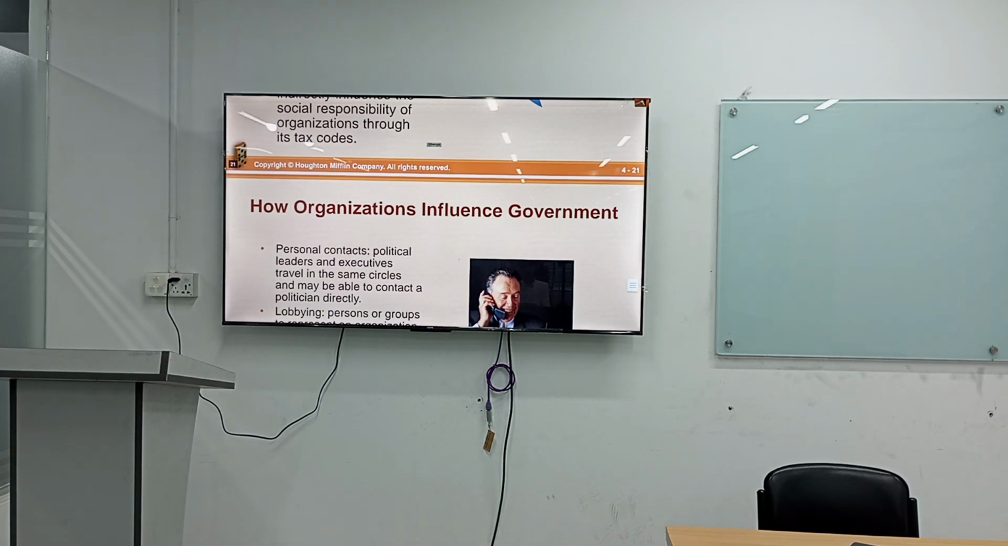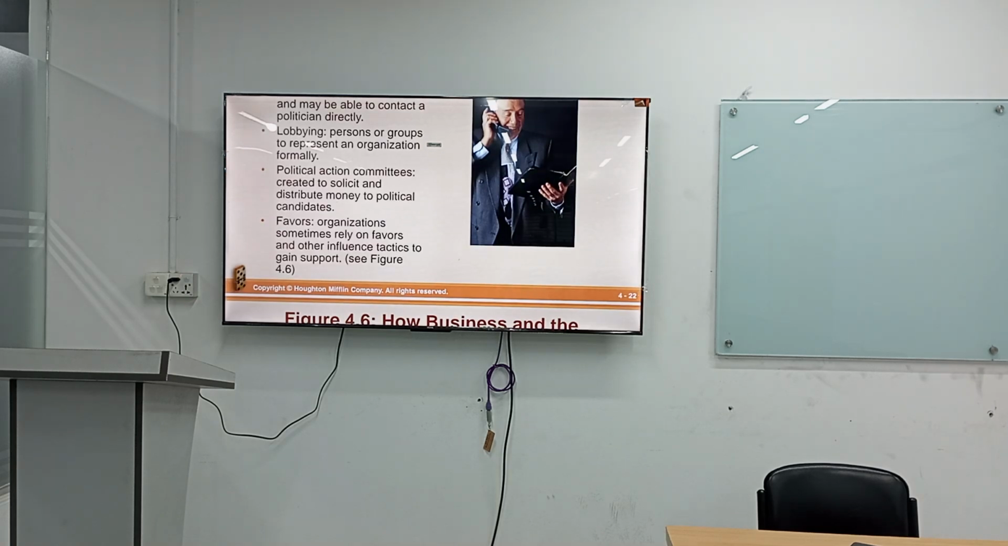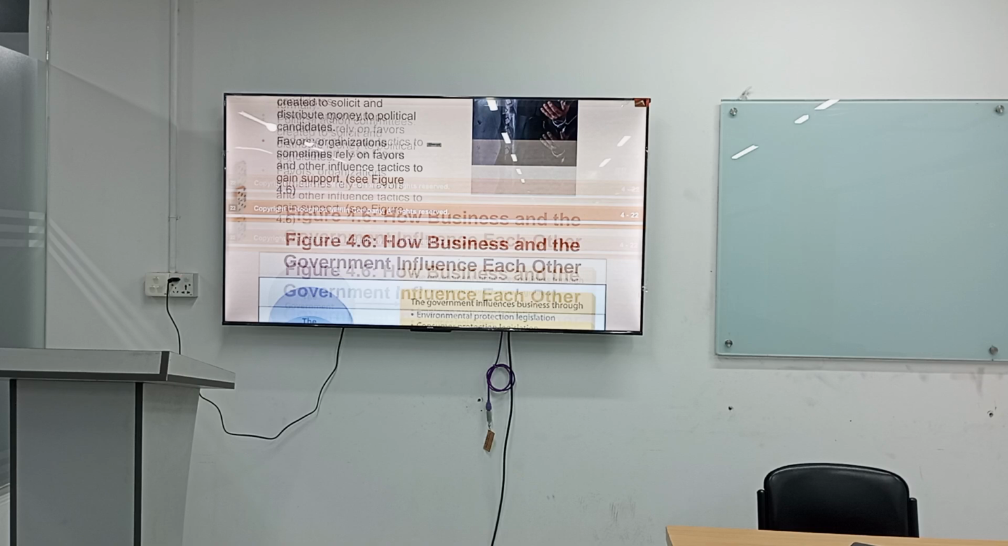How organizations influence government: personal contacts, where political leaders and executives travel in the same circle and may be able to contact the politician directly. Lobbying, where persons or groups formally represent the organization. Political action committees create, solicit and distribute money to political candidates. Favors: organizations sometimes rely on favors and other influence tactics to gain support.